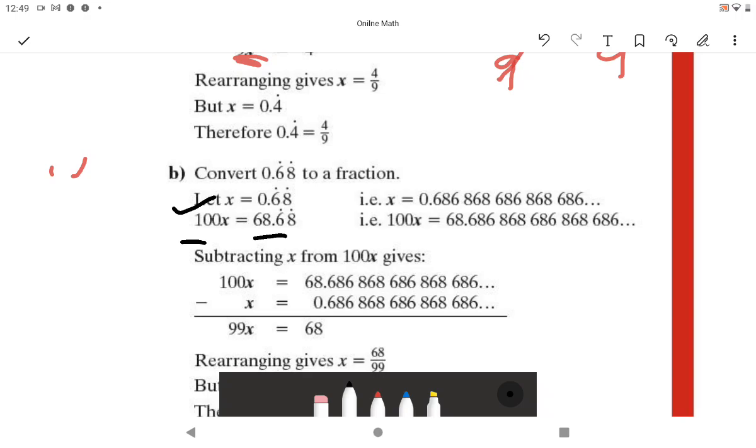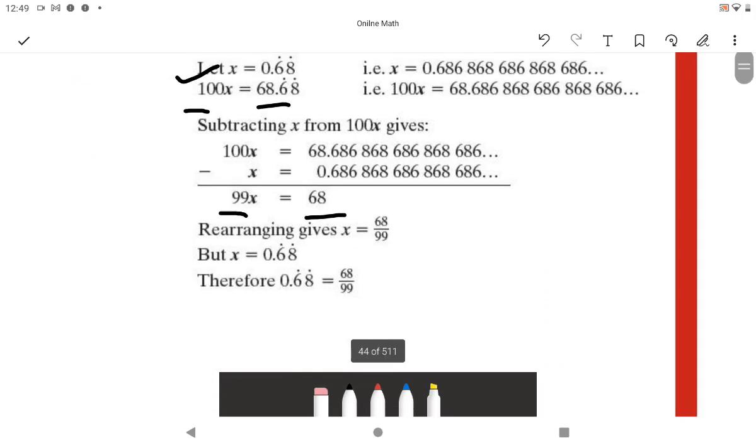Then when you subtract that, you'll be getting 99x equals 68. And when this is done well, you'll get 68 over 99. Now, what does that mean? It means 0.68, 68 being repeated, will give us 68 over 99. You can point your calculator to see whether this is correct.